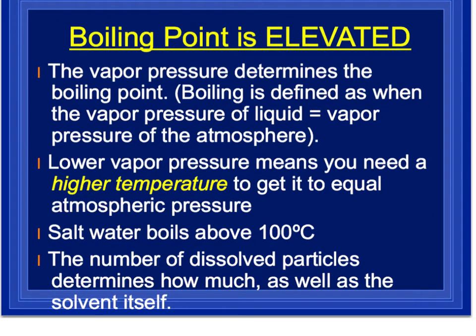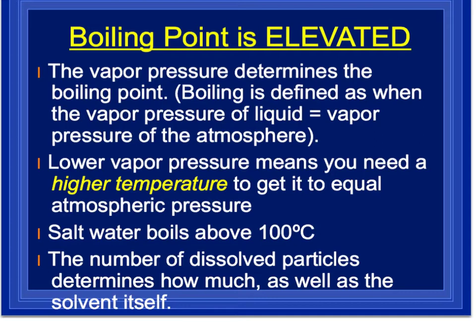Okay, so another colligative property we have is boiling point elevation, or elevated. So the vapor pressure determines the boiling point, and we talked about that during that one lab. Boiling is defined as when the vapor pressure of the liquid is equal to the vapor pressure of the atmosphere. So with lower vapor pressure, you need a higher temperature to equal the atmospheric pressure. So the lower the vapor pressure, the higher the temperature you're going to need. And so this makes sense.